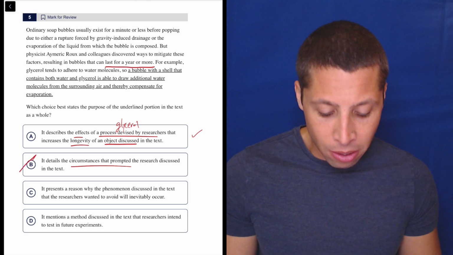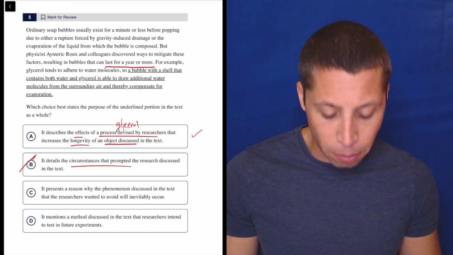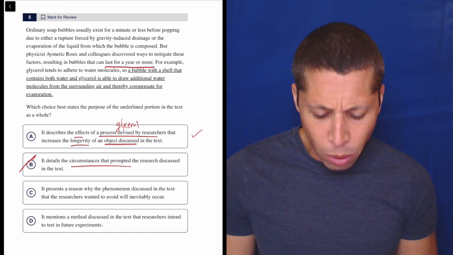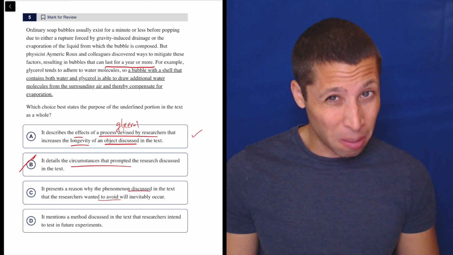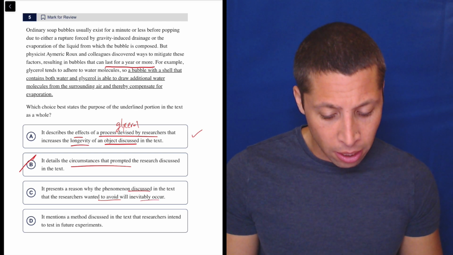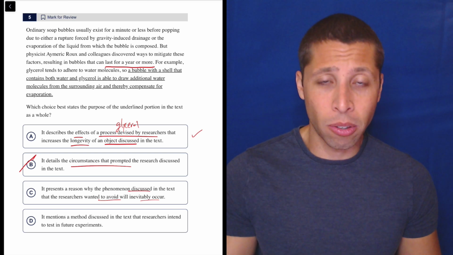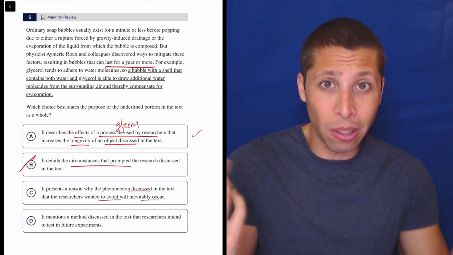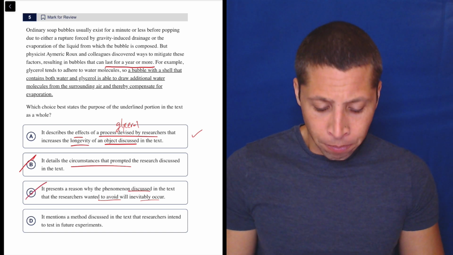C, it presents a reason why the phenomenon discussed in the text that the researchers wanted to avoid will inevitably occur. So what's the phenomenon that they want to avoid? The bubbles bursting? The bubbles popping? Maybe? And so then it will inevitably occur? Well, it kind of seems like no. The whole point is that it won't inevitably occur. If we add this glycerol stuff to the bubble, then it will last for longer. So I don't know. This just seems wrong.